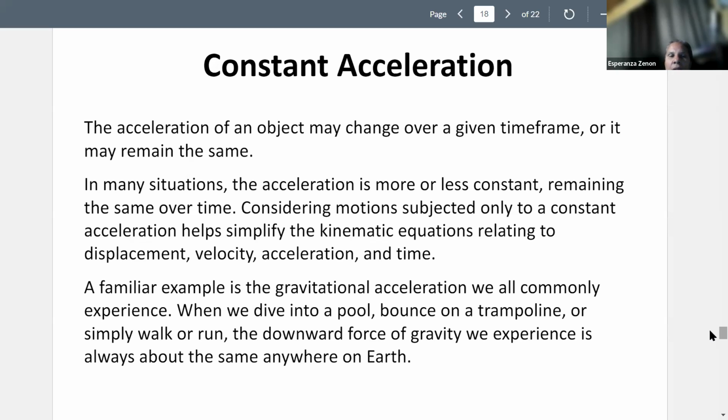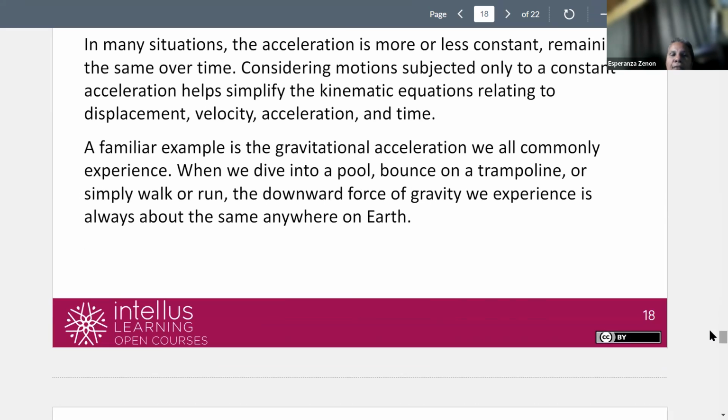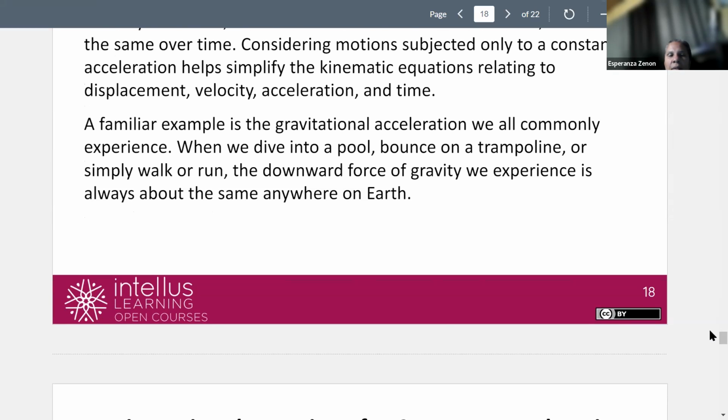All right. So now they give an example of a motion where there's always constant acceleration, and that's called free fall. They're talking about that familiar example with gravity. And when an object is moving under the influence of gravity only, it has a constant acceleration. All right. So we'll see how that works here shortly.